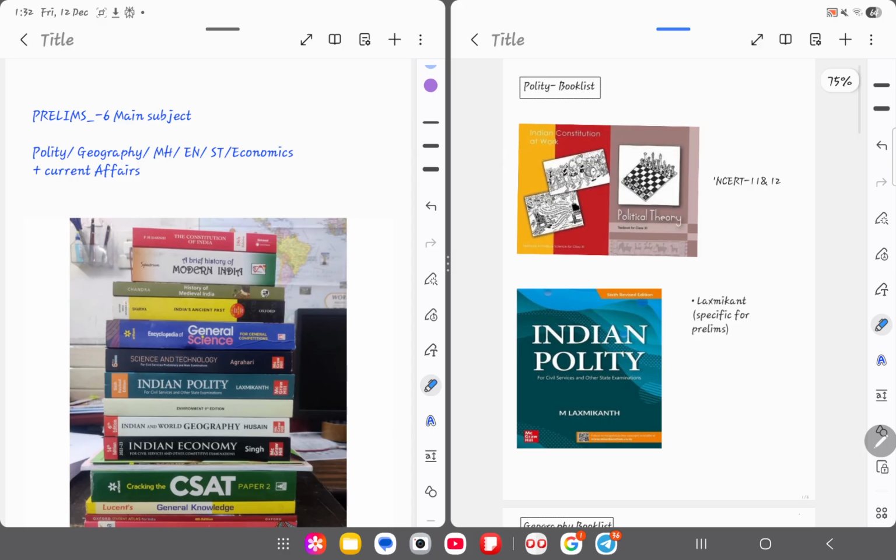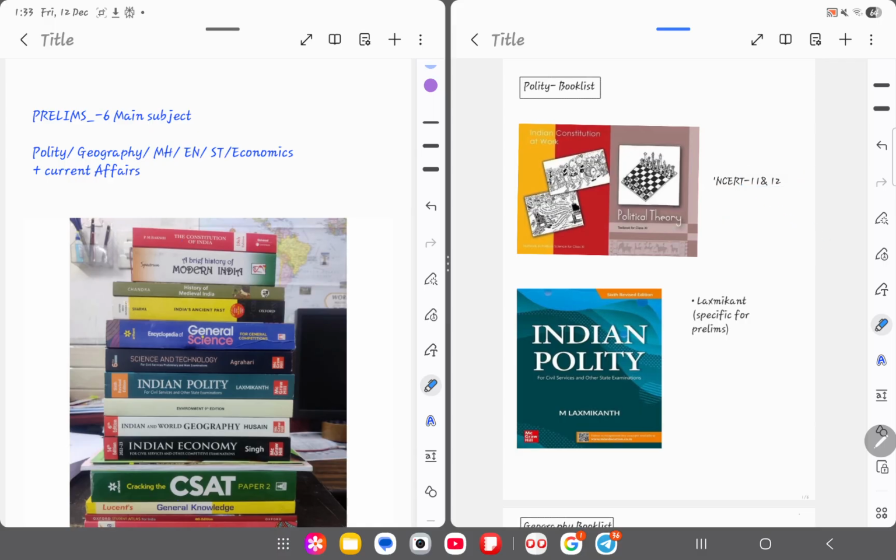For polity, you all know this book is known as the mother of polity, and its name is Indian Polity by Lakshmikant. Before reading this book, I strongly suggest that you read these two books, Political Theory and Indian Constitution at Work. It gives you a base with the best concepts.